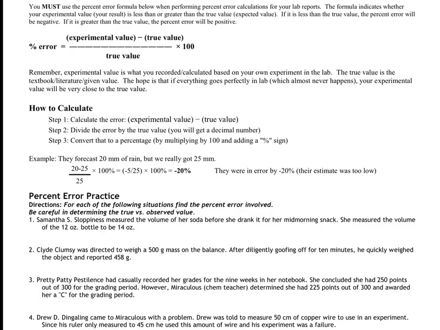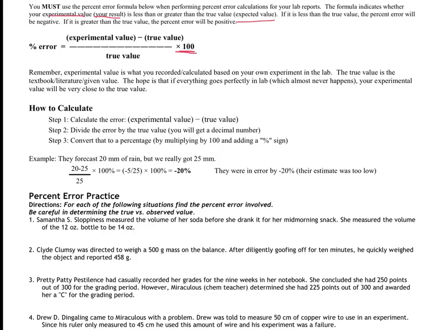Let's look back at page 11 in your packet. So you must use the percent error formula below when performing percent error calculations in your lab reports. The formula indicates whether your experimental value, so your result when you're doing an experiment, is less than or greater than the expected value. If it is less than the true value, or the expected value, then the percent error will be negative. If it is greater than the true value, then the percent error will be positive. So percent error is the experimental value minus the true value, divided by the true value, times 100. Anytime we're doing a percent, we always need to be multiplying that decimal by 100.